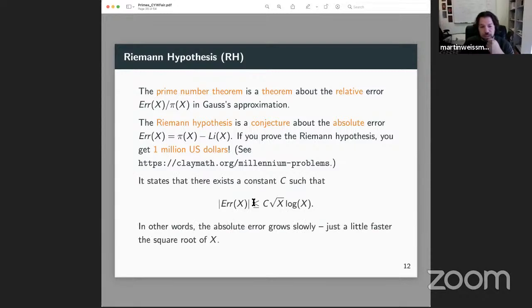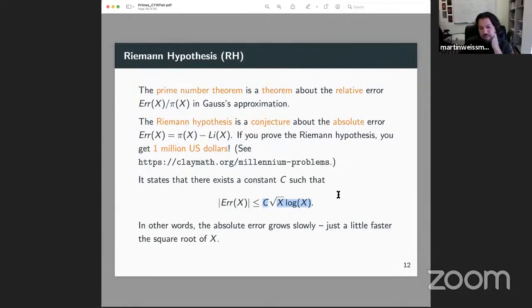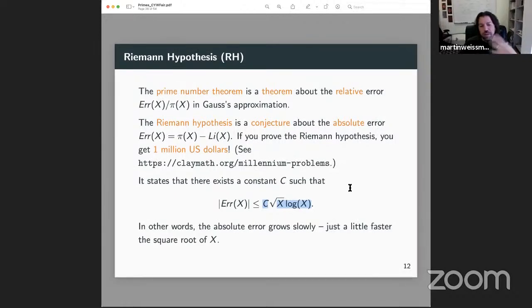More precisely, the million-dollar conjecture is that the absolute error in Gauss's approximation is bounded by some constant times the square root of x times the log of x. I don't want to focus on this too much. There's a little formula here, but if you want to estimate the number of primes up to 1,000,000 using Gauss's formula, this says that your error will be about 1,000. That's the square root of 1,000,000. The logarithm term doesn't really give too much, maybe a couple thousand, but that's the right order.